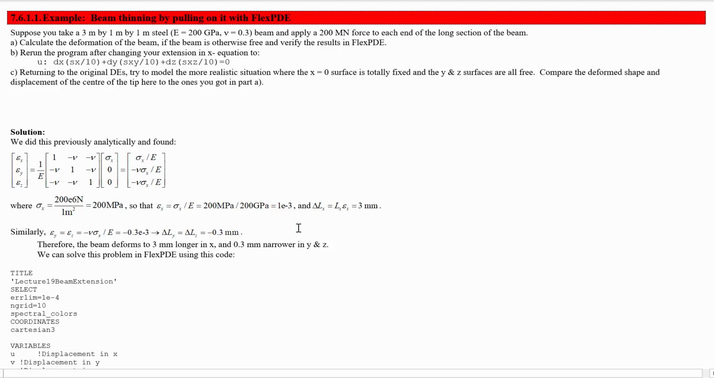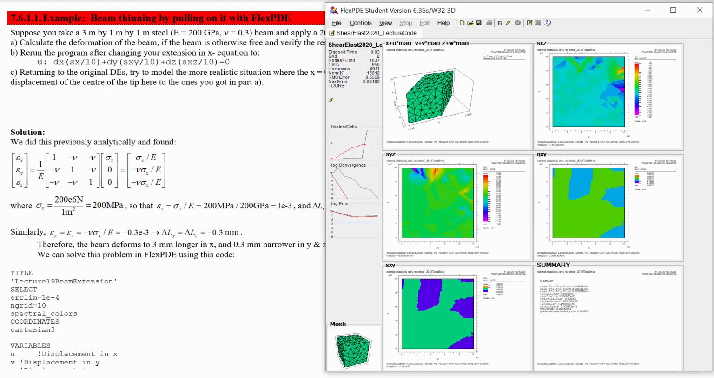And then the deformation will be that multiplied by the length of the beam, which is 3 meters. So that's going to be 3 millimeters, which is how much one end is going to move compared to how much the other end moves. So we can verify this in FlexPDE as follows.